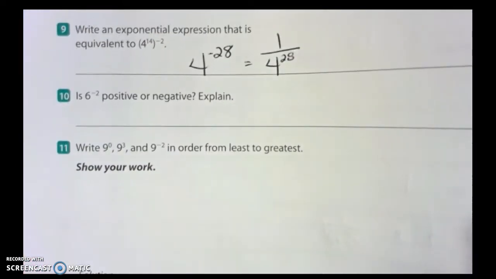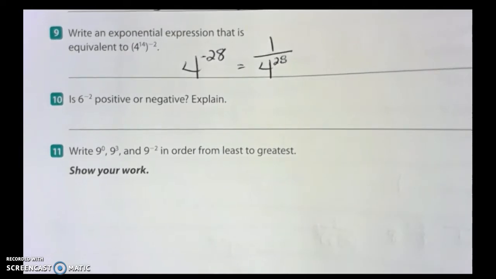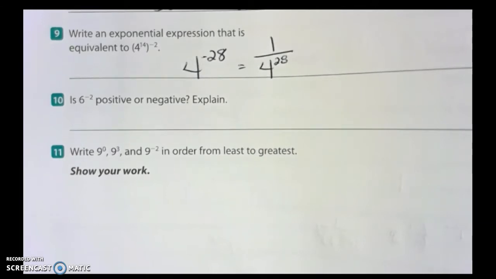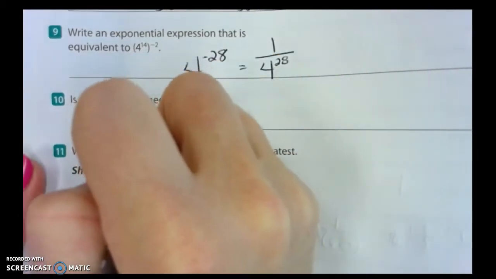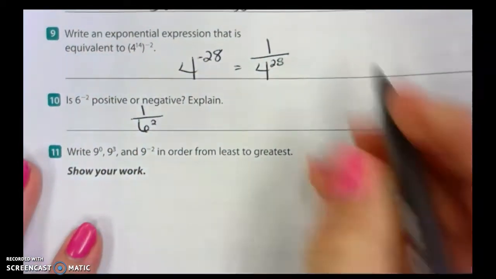Number 10. Is 6 to the negative 2 positive or negative? How many of you think this will be a positive answer? How many of you think this will be a negative answer? 3 people. Let's try again. How many of you think it will be positive? How many of you think it will be negative? Okay. 6 to the negative 2 becomes 1 over 6 to the positive 2.